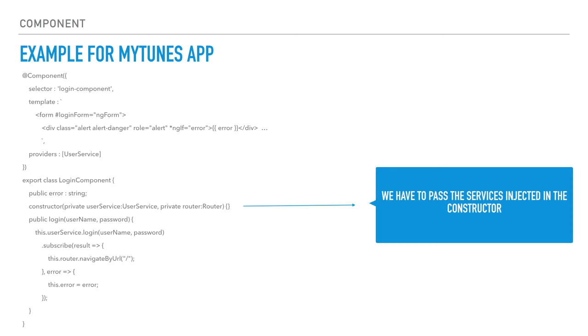Then we just have a method like login. It receives a username and a password, and it calls the service. As you can see here, we do this.userService and call a method from the service that is login. So this is a way that we create a component.